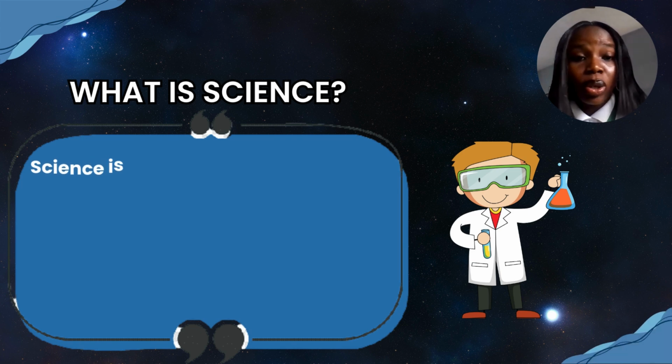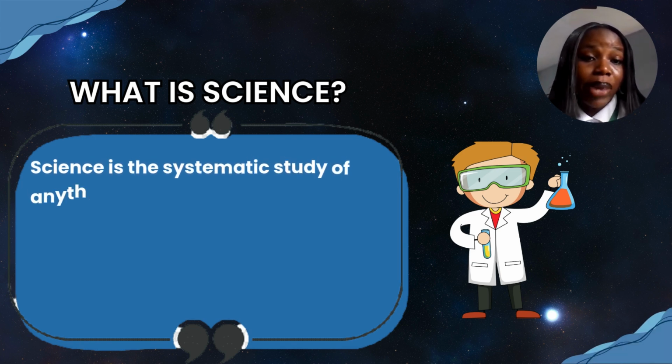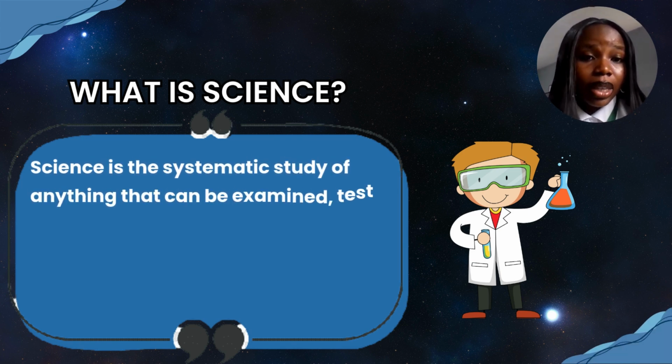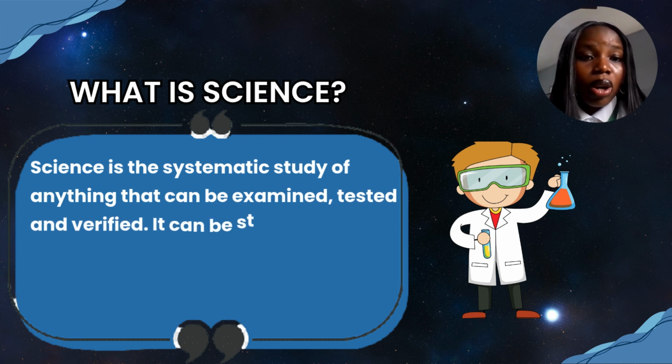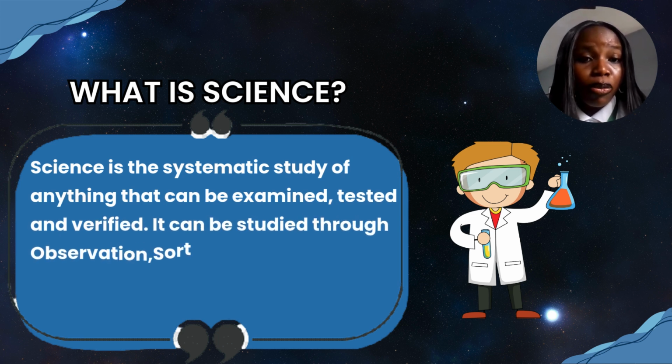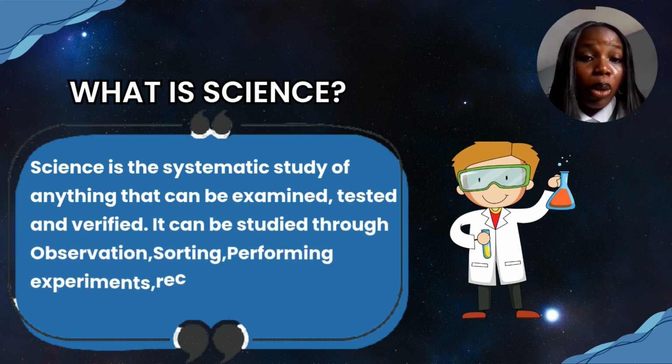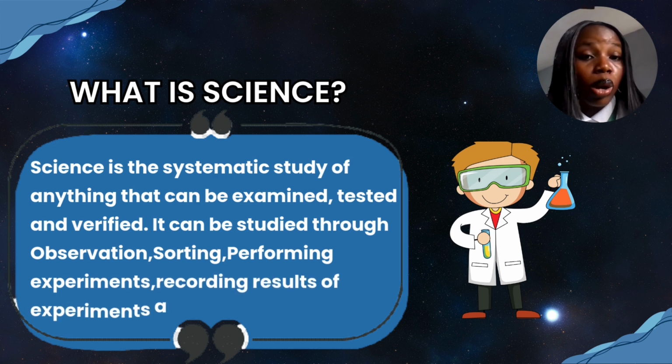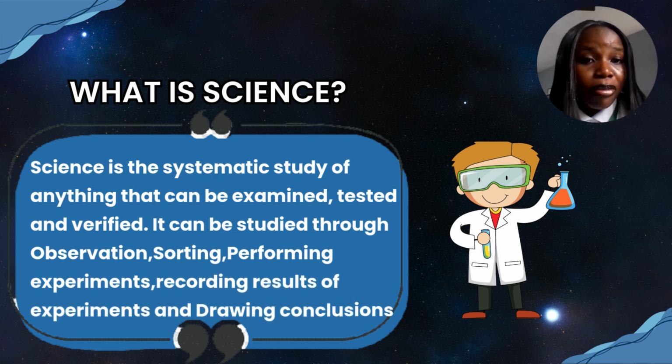Science is the systematic study of anything that can be examined, that can be tested and verified. And all these things can go through various processes like observation. The first thing is to observe what is going on in your environment. After your observation, then you can sort your findings into different groups. You can sort them based on their colors, their sizes, their weight, and the likes. Then after sorting, you can now perform experiment.